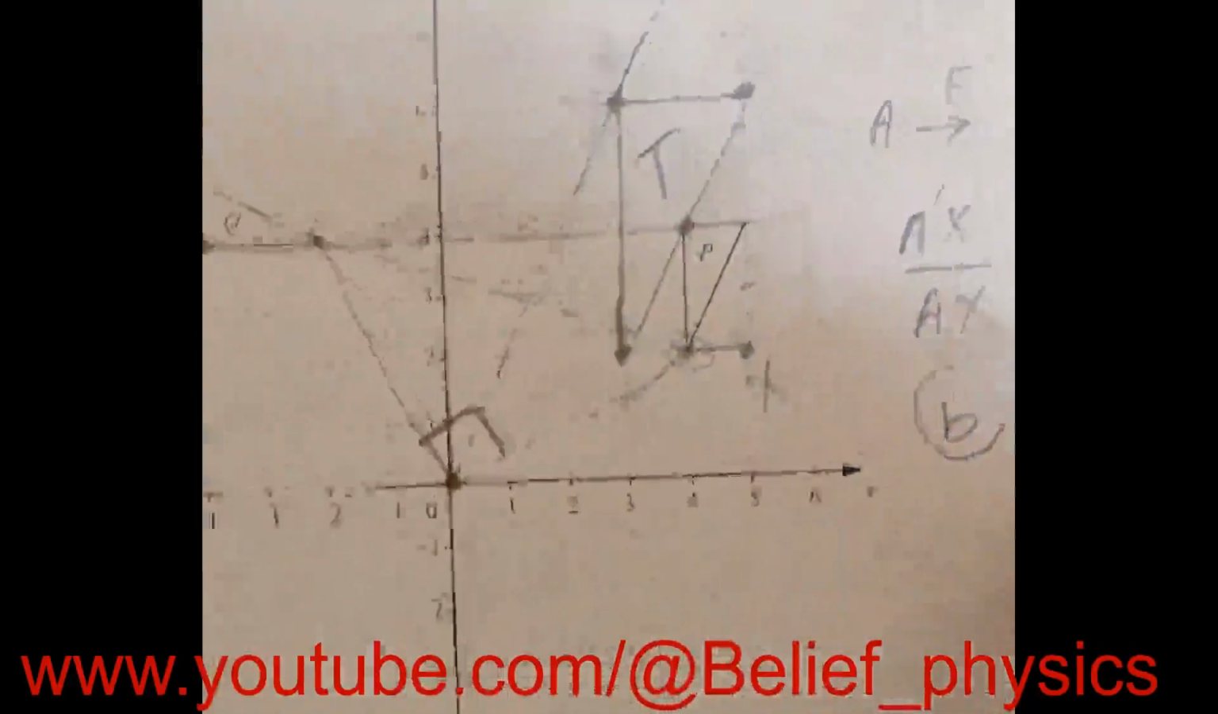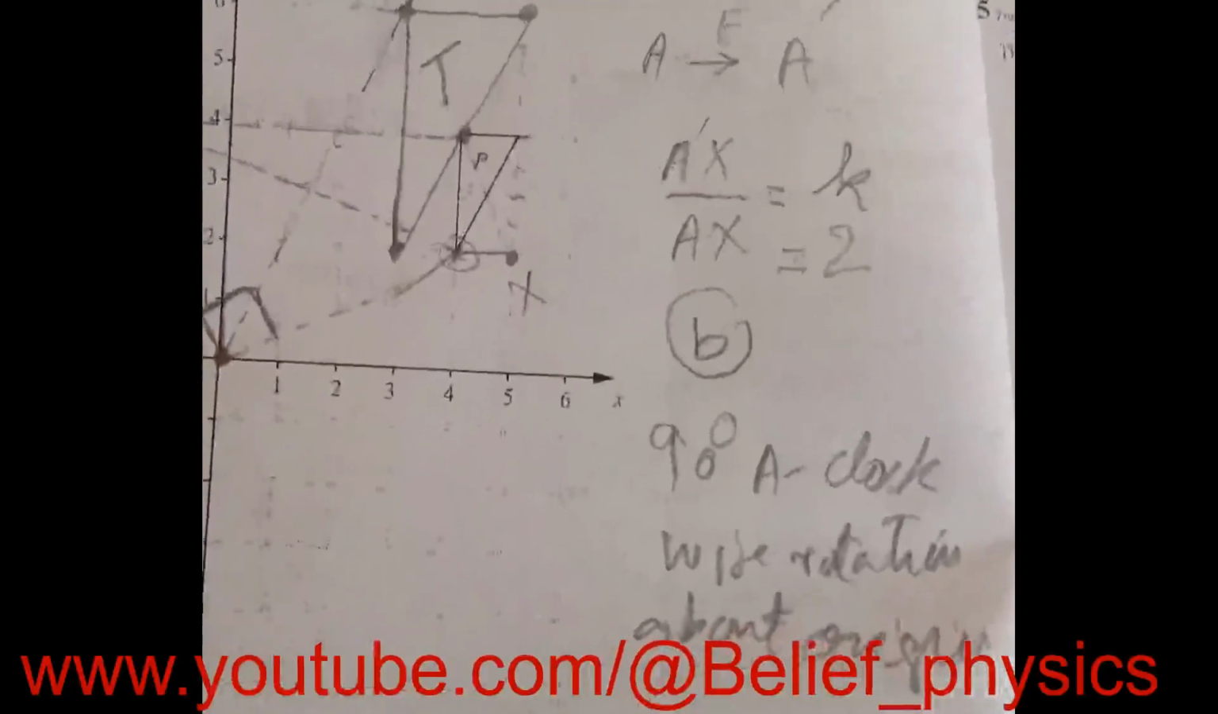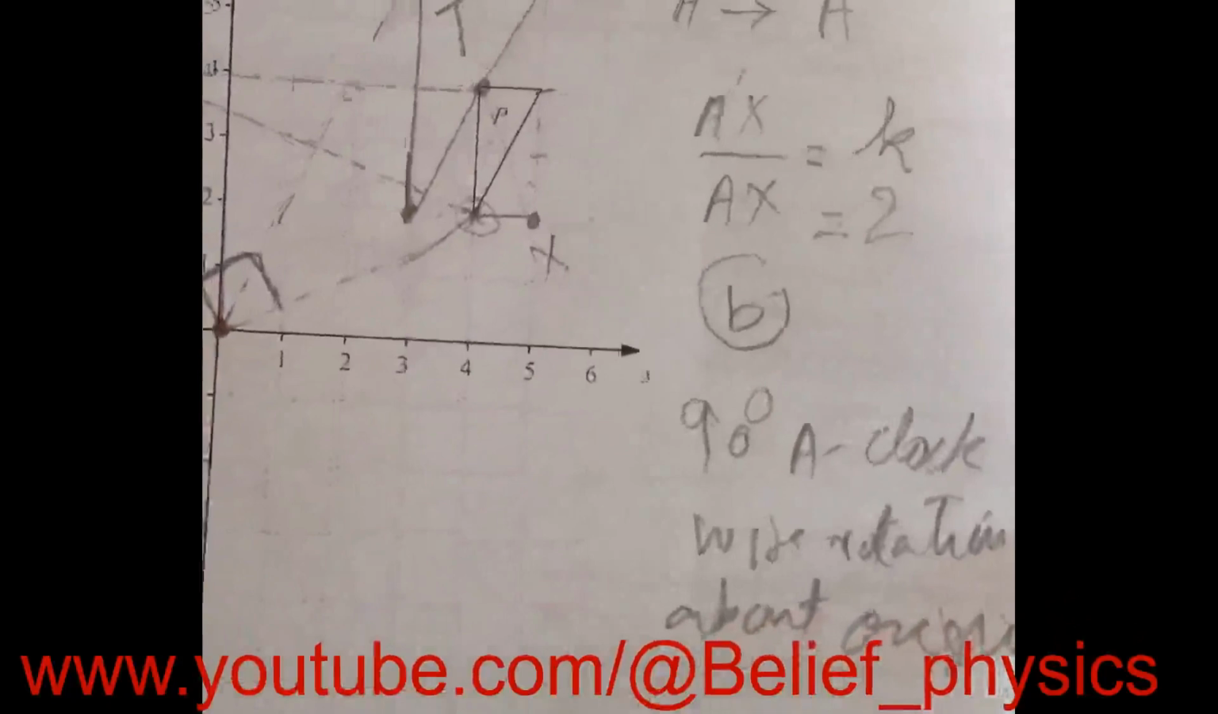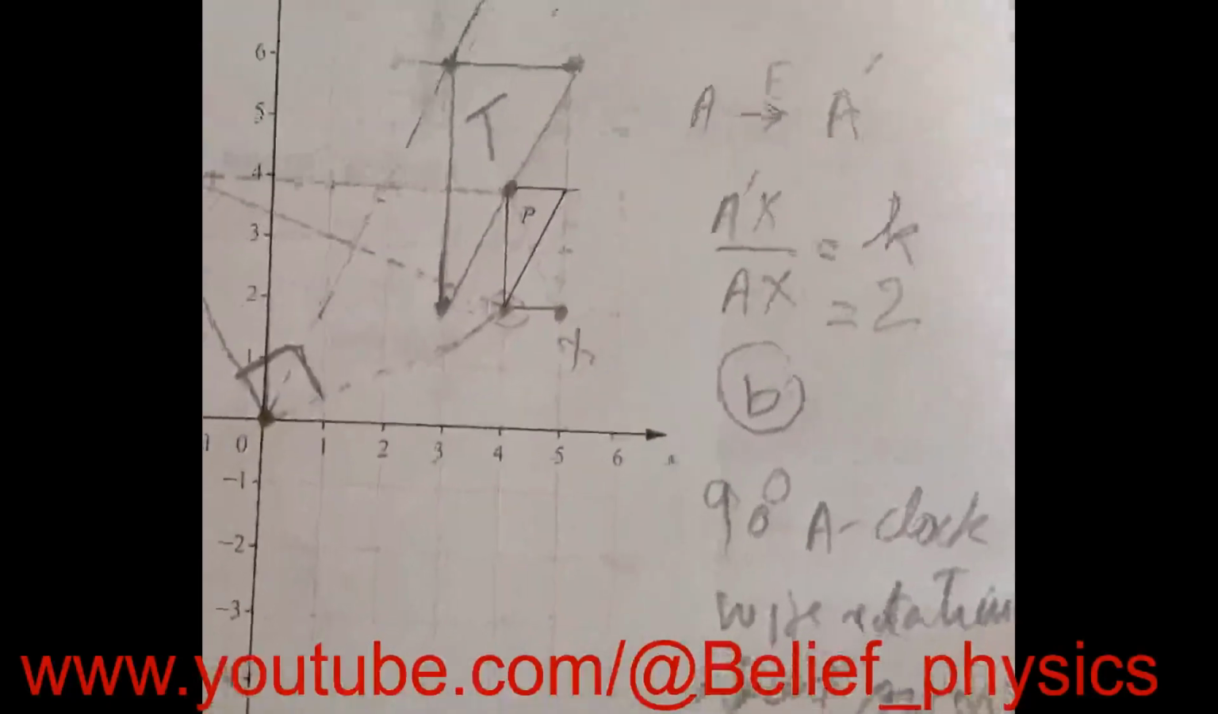So the answer of B part will be 90° anti-clockwise rotation about the origin. So the transformation that maps P onto Q is 90° anti-clockwise rotation about the origin. It completes our solution of B part.